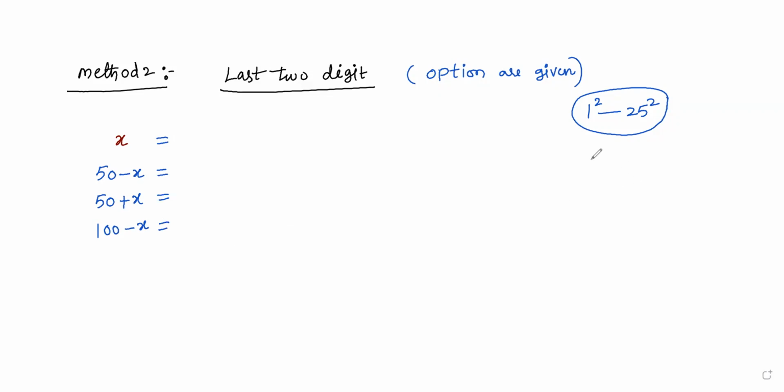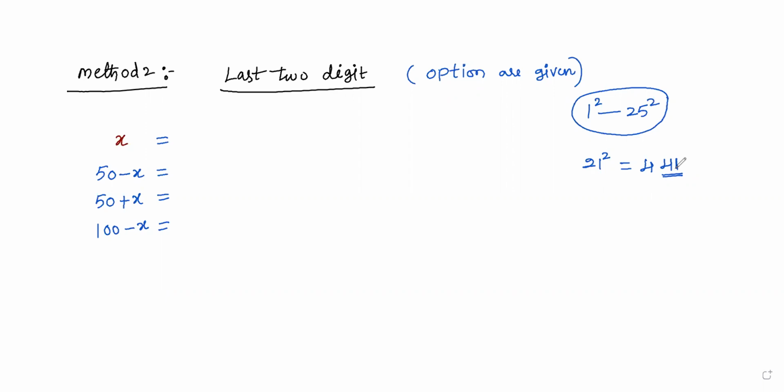Look at here. Suppose 21 square is there. So 21 square means how much? 441. So 41 is the last two digit of the number. This is very useful when the number has more than 5 digits. Then the 6 is very useful.